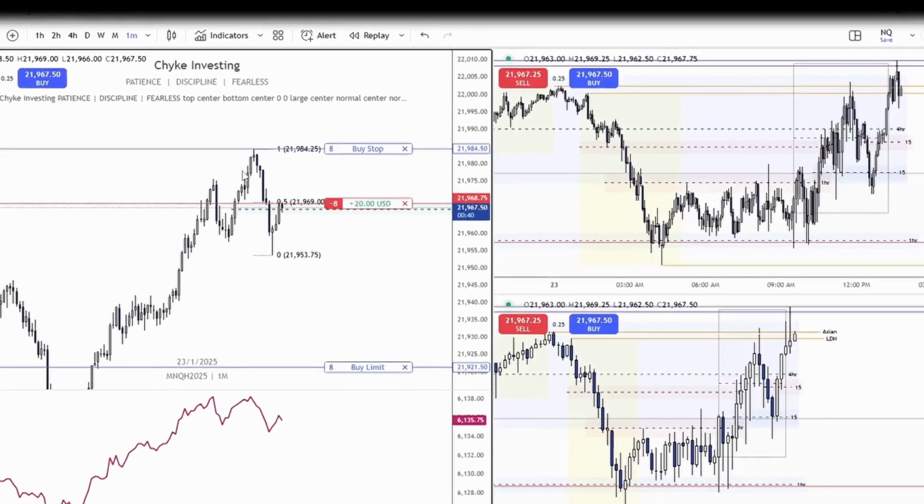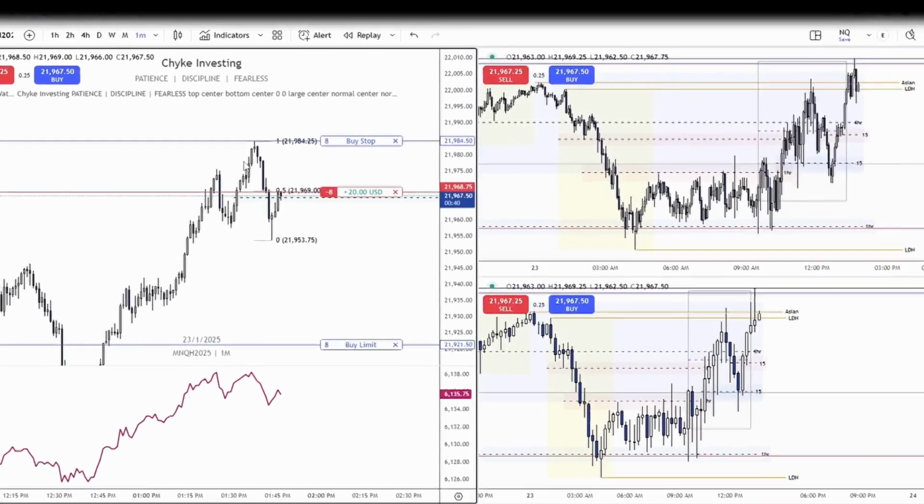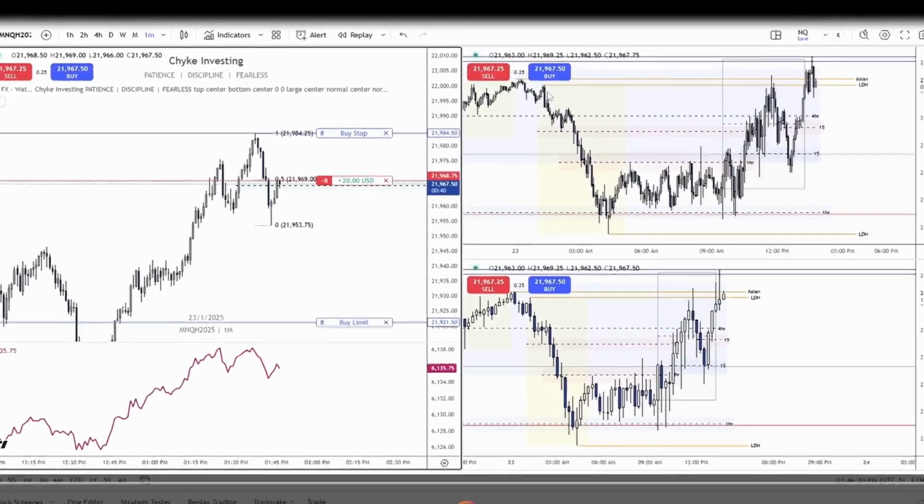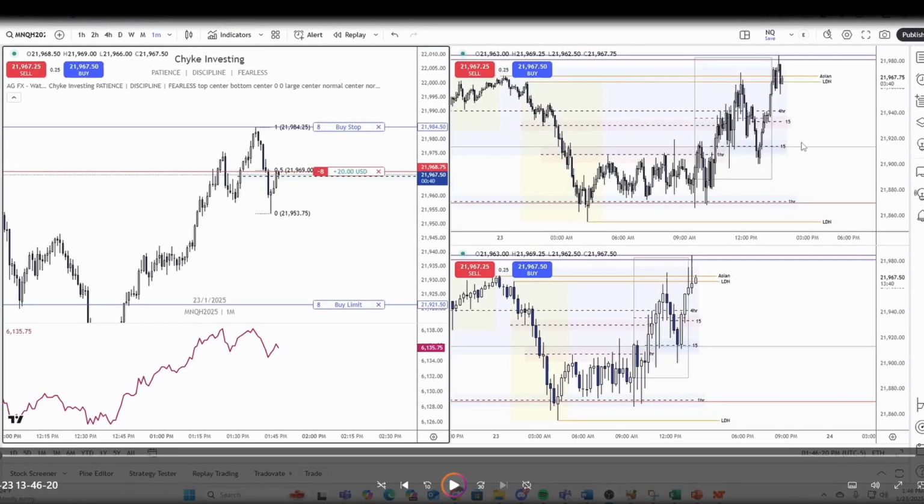And so it's reacting from a PD array in a premium. It's purged liquidity, right? So it's going to be seeking out the next targets for liquidity you can take out, or inefficiency you can draw back to. And that's what makes me believe that we can go down.